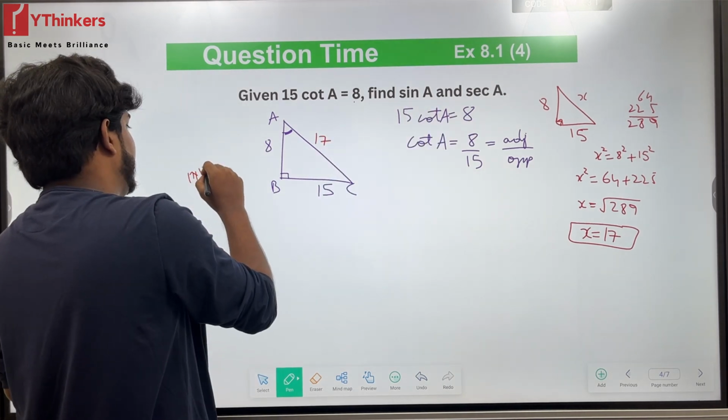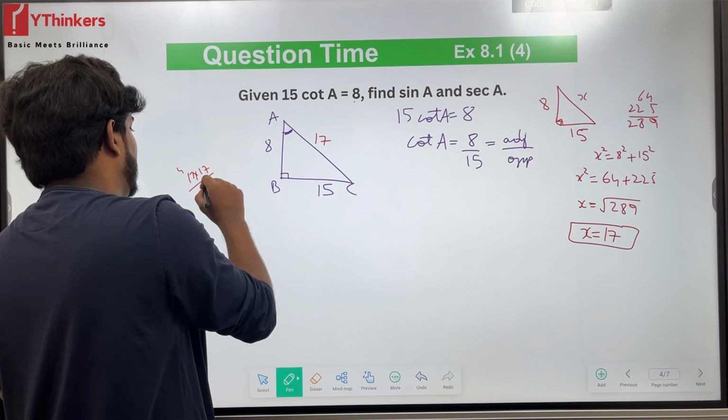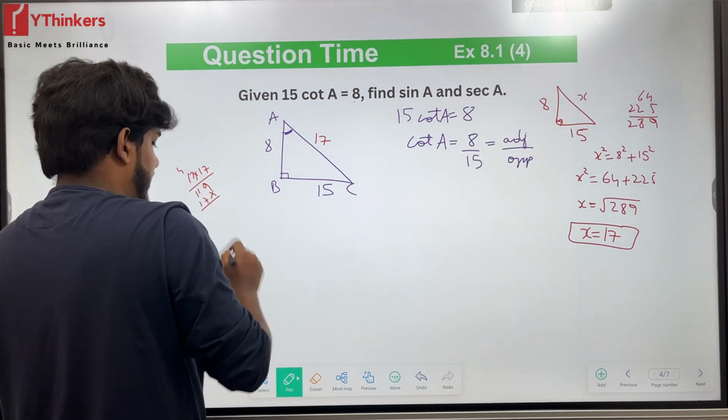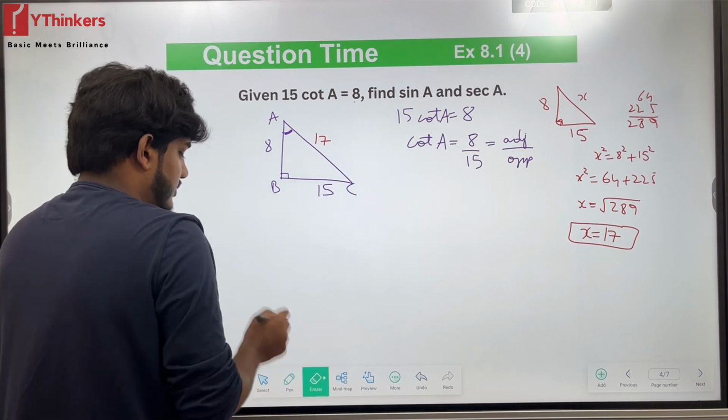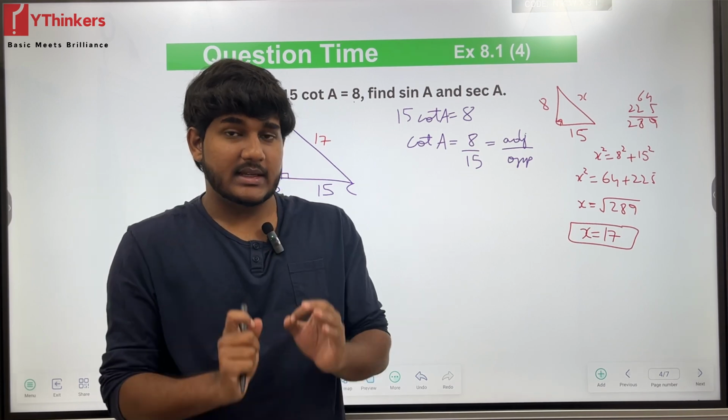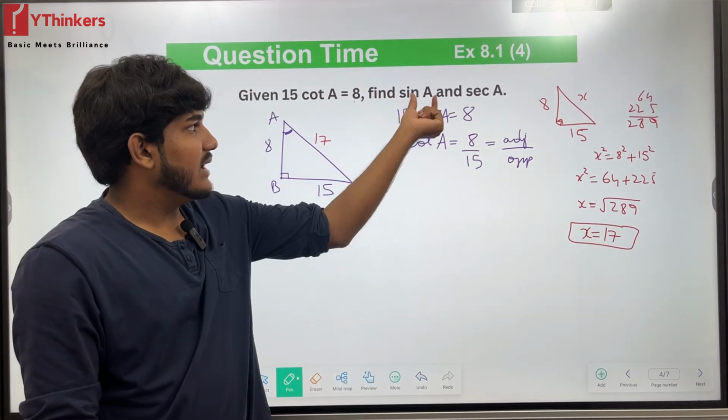Okay, I'll just cross verify whether 17 square is also 289. 7 sevens are 49, 11 into 17... Yes, correct. Okay, so I've got all the sides. I have written the triangle, labeled it. Now I'll take what they need.